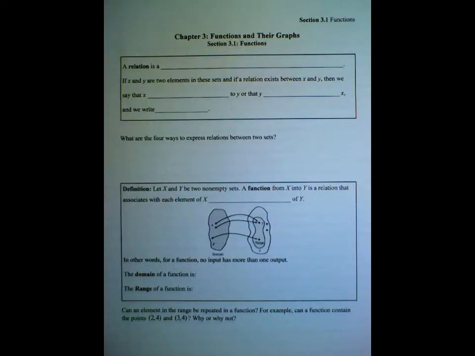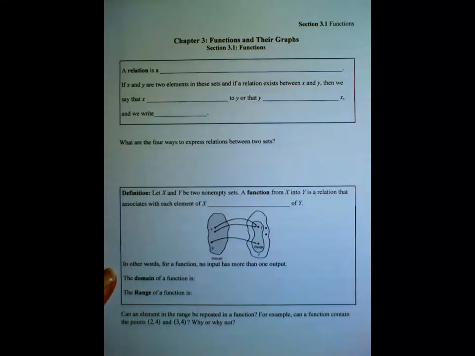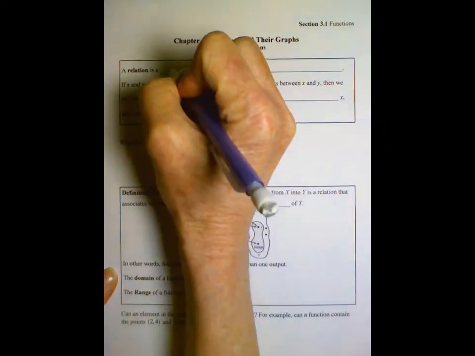We're starting a new chapter now, Chapter 3, Functions and their Graphs. In 3.1, we're going to discuss what functions are, and we start with the definition of a relation. A relation is a correspondence between two sets.